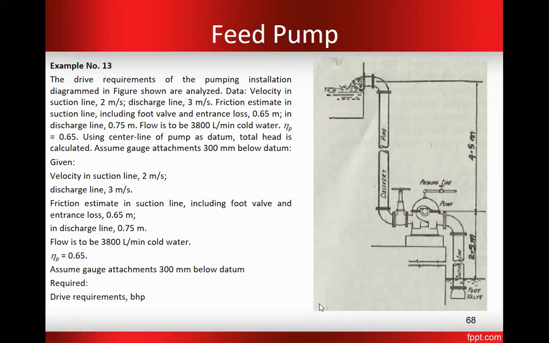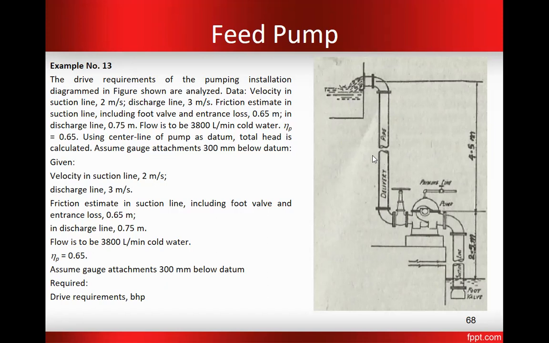Example number 13. So, ito yung problem. The drive requirement of the pumping installation diagram in figures shown are analyzed. Data. Velocity in suction line is 2 meters per second. Dito, this is your pump. Ito yung suction. Discharge line, ito, yung velocity naman niya is 3 meters per second. Friction estimate in suction line, including foot valve and entrance loss, kasama na lahat dyan, is 0.65 meters. In discharge line is 0.75, kasama yung mga fittings.